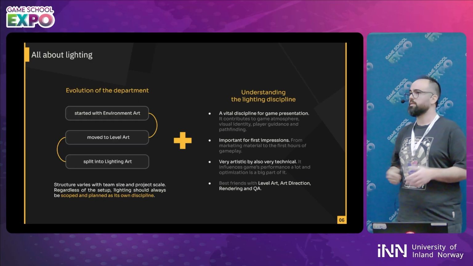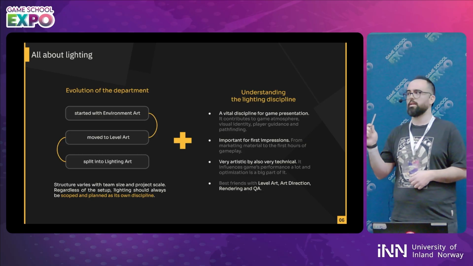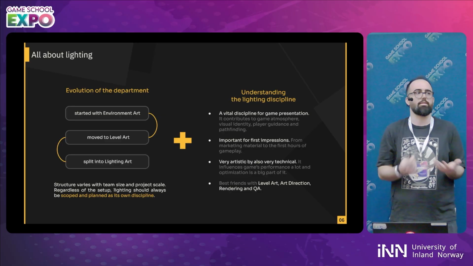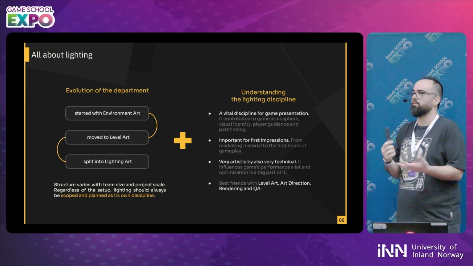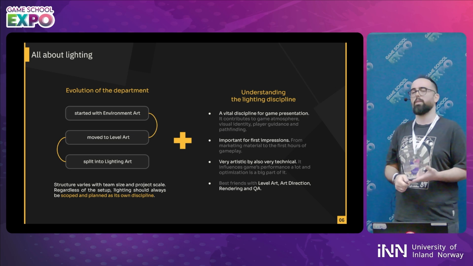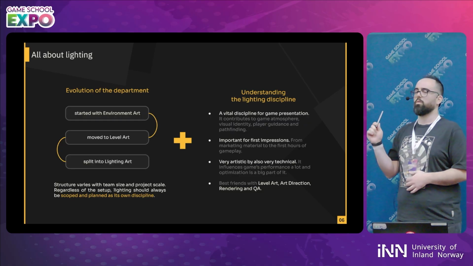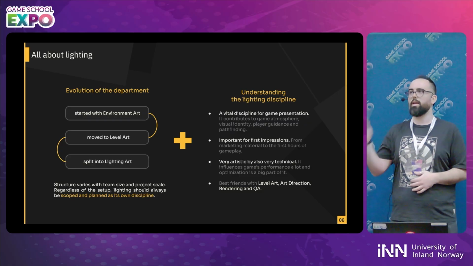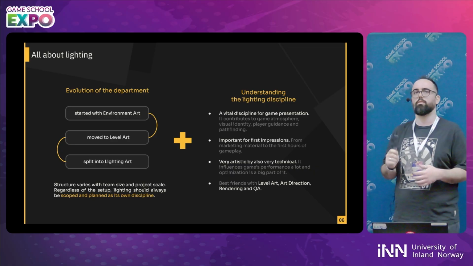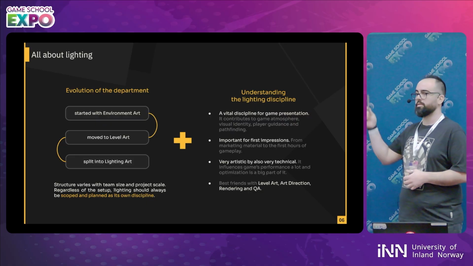And why does lighting matter overall in our industry? First of all, it's very important for the final image, the final thing that the players see. We influence atmosphere, we influence visual identity, we help with player pathfinding and guidance, and we're very, very important for first impressions for our players, from your marketing material to the first hours that they're going to spend in your game. A well-lit game will always leave better impressions.